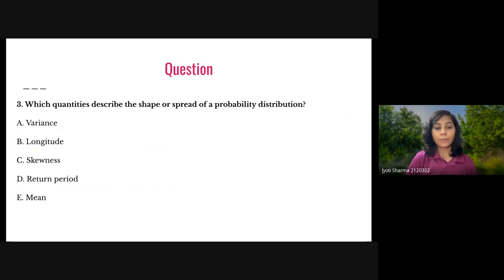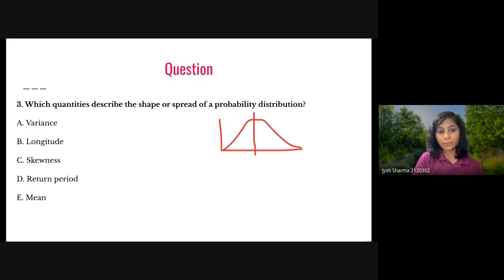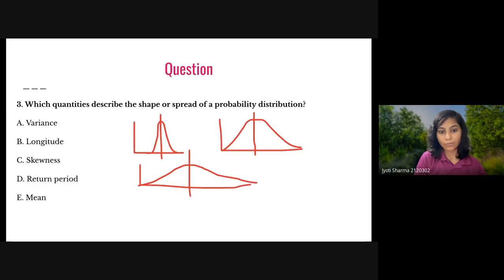Okay. Coming to the next question: which quantities describe the shape or spread of the probability distribution? Variance, longitude, skewness, return period, mean. So again, let's say you have a normal distribution, right? But this can be like this. This is also a normal distribution. This may be like this. This is also a normal distribution. But can you see the shape?